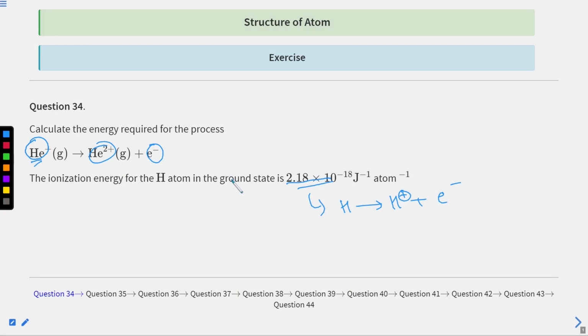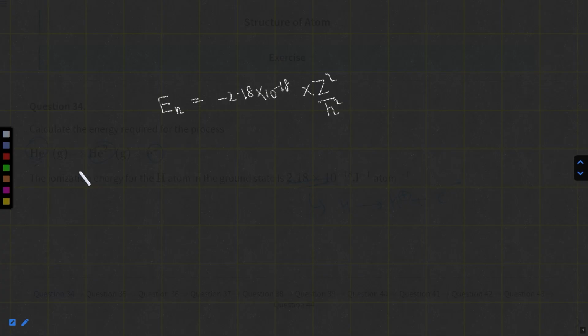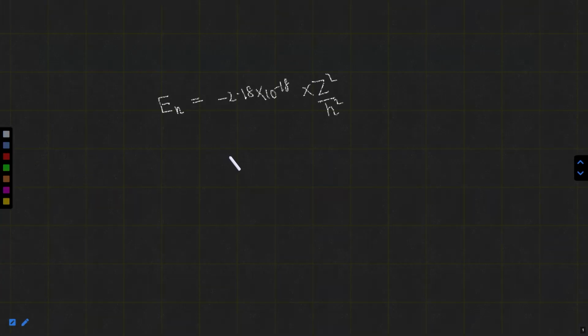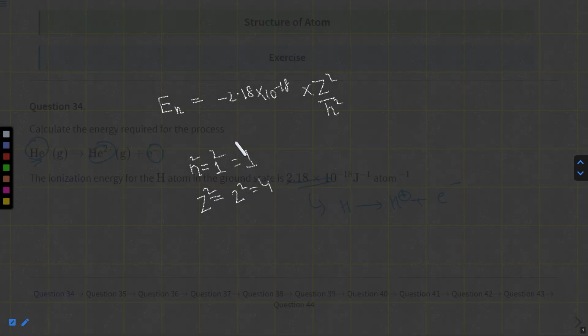Now what we have to do is calculate it for helium plus. So for helium plus, what is the value of n? Where is that electron located? That one electron will be located in the first orbit. And z is here the atomic number. The atomic number of helium is 2, so 2 square would give us 4. And n square would give us 1. So we have the value of n square, and we have the value of z square.